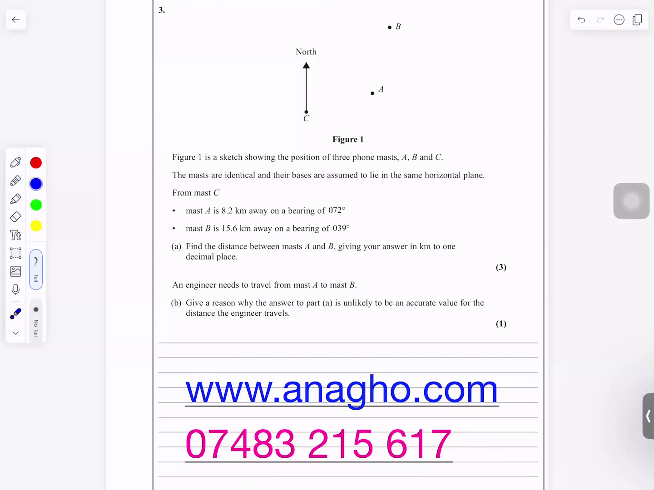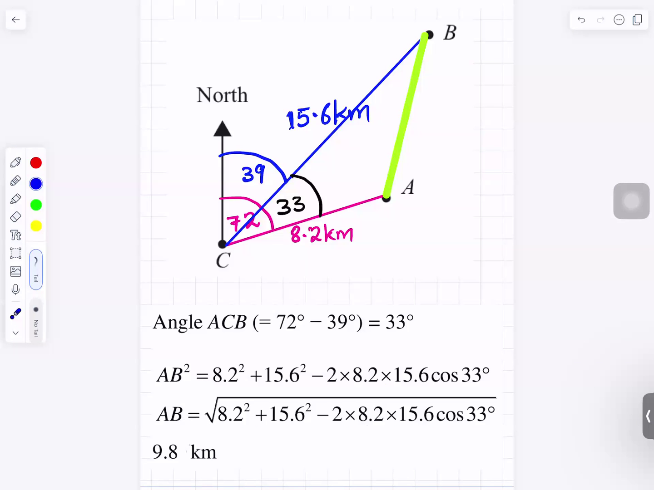That's question number 3. Figure 1 is a sketch showing the position of 3 phone masts A, B, and C. So the first thing is between A and C, 8.2 kilometers, and the bearing is 072 degrees, which is 72 degrees. You mark 72 degrees and join A and C. And the bearing always starts from the north.